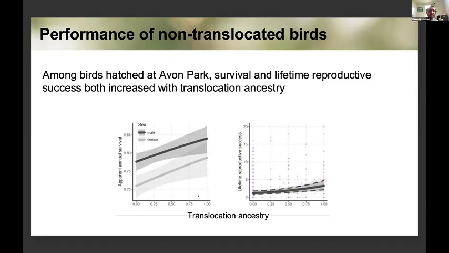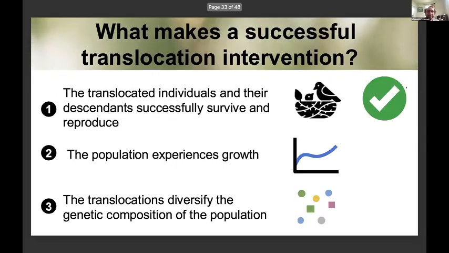And so what this indicates is that there is a multi-generational benefit of these translocations. Not only are the translocated birds going into this population and doing really well, but actually their descendants are doing well, and better than birds that have less ancestry from the translocated birds. So this is really exciting to see and clearly supports this first criterion, that the translocated individuals and their descendants are doing well, they're surviving and they're reproducing.